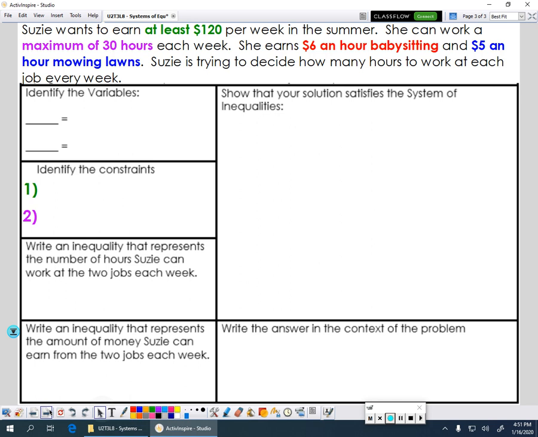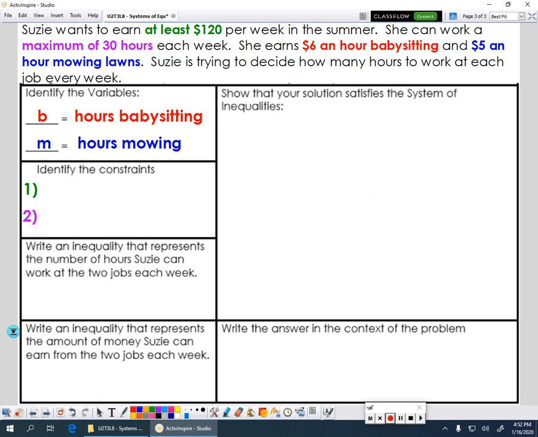So what we're trying to figure out, that's our variables. We're trying to figure out how many hours she should work at each job. So we'll identify those variables: B will represent the hours she spends babysitting, and M is going to represent the hours she spends mowing lawns. Now, when we were doing equations, we would get right into writing the equations, but we need to think about our constraints before we can do that.